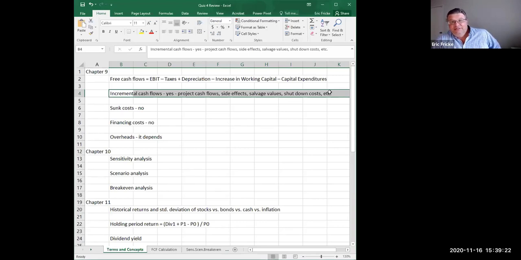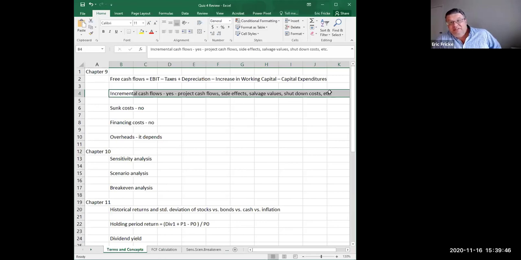Salvage values, where you have equipment left over at the end of your project and you want to sell it off, that's something to include. Shutdown costs at the very end of a project. If you have to pay costs or expenses to shut down a business, that would also be something that we would include.